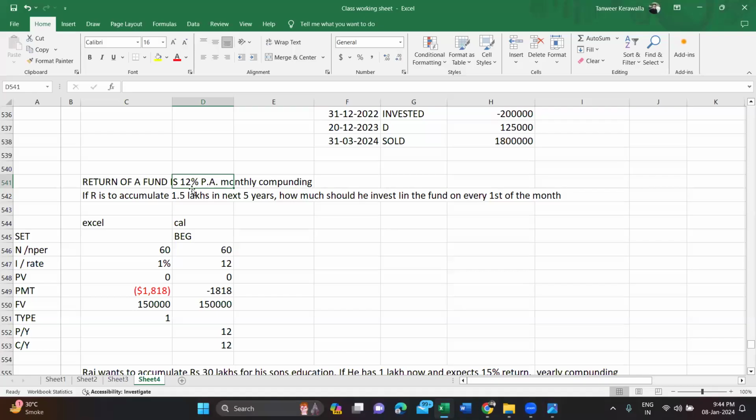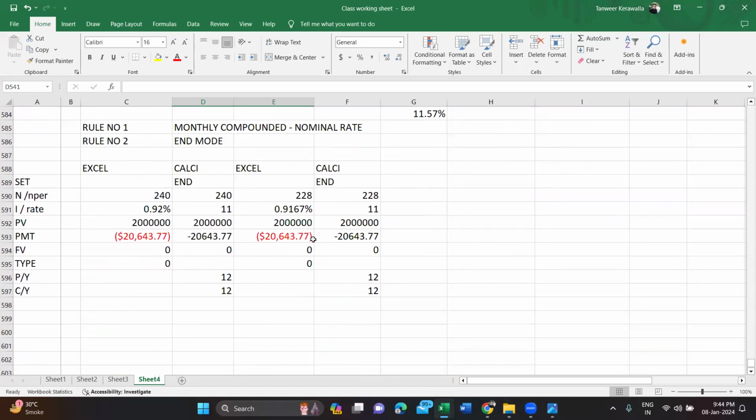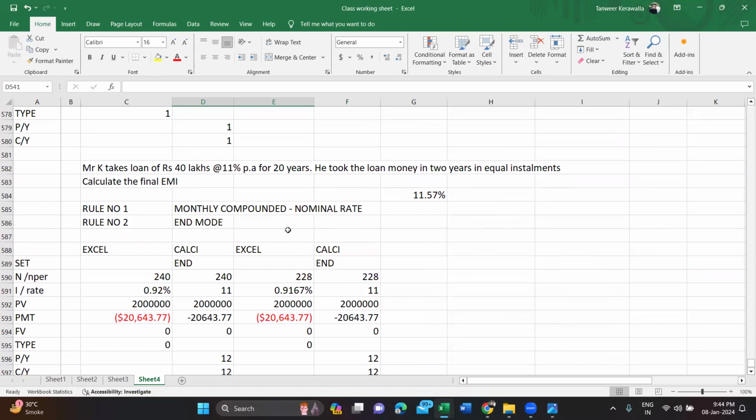So it's 12% per annum monthly compounding, so that is your nominal rate. We divide by 12 only to get the monthly rate. When the effective rate is given in the question, then we convert it to the nominal rate and then divide. Here also, in the loan question, we assume that the interest rate is monthly compounding. So it is 11% per annum monthly compounding. So it's the nominal rate itself, so we simply divide by 12.